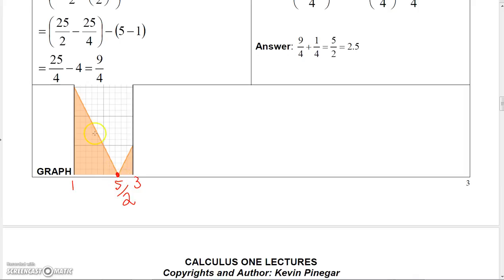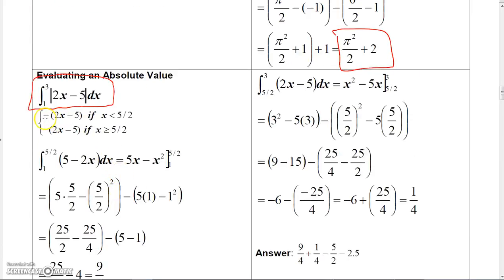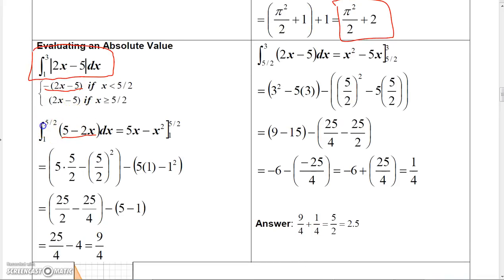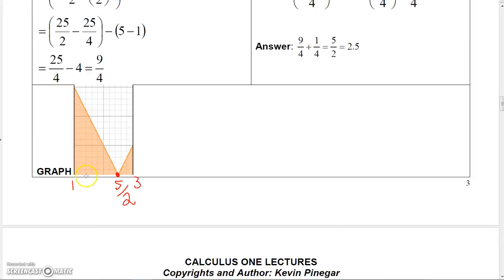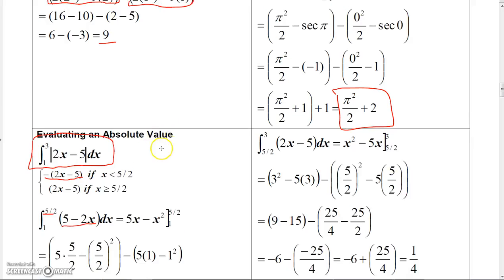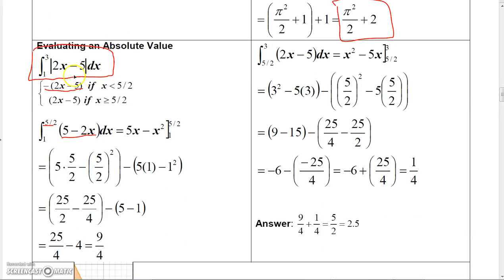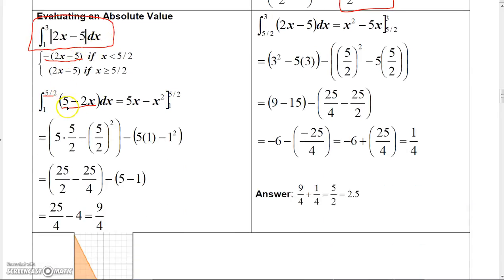But here it changes. It has a function with a negative slope as you go from 1 to 5/2. So that would be the minus the quantity, minus the absolute value. Or you could just flip it around and say, instead of minus 2x plus 5, you could say 5 minus 2x. So from 1 to 5/2, we would actually have to integrate this function. And then from 5/2 to 3, we would have to integrate this function, the other one, which would actually be the 2x minus 5.